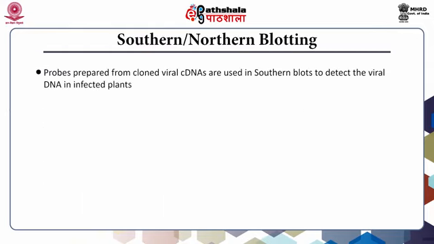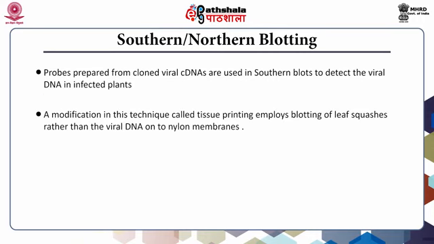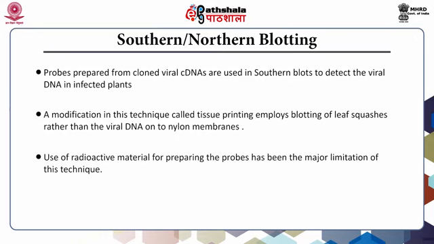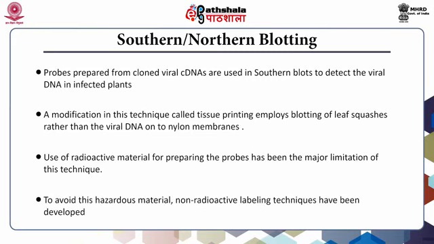Probes prepared from cloned viral cDNAs are used in Southern blots to detect the viral DNA in infected plants. A modification of this technique is called tissue printing. It employs blotting of leaf squashes, rather than the viral DNA, directly to the nylon membrane. Now, the use of radioactive material for preparing the probe has been the major limitation of this technique. So, to avoid this hazardous material, non-radioactive labeling techniques have been developed.